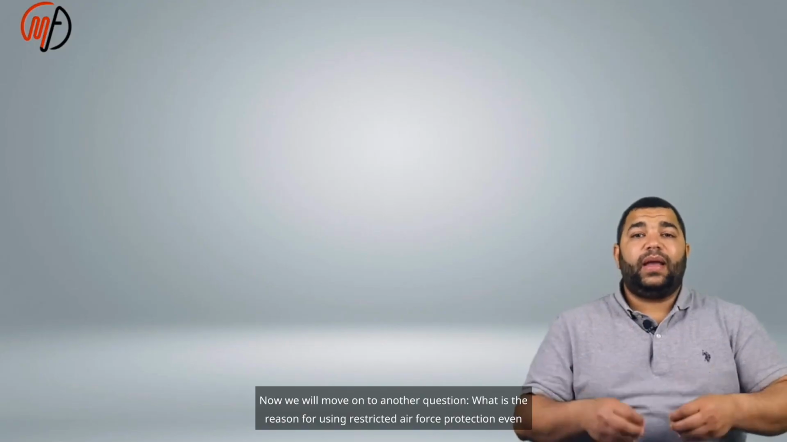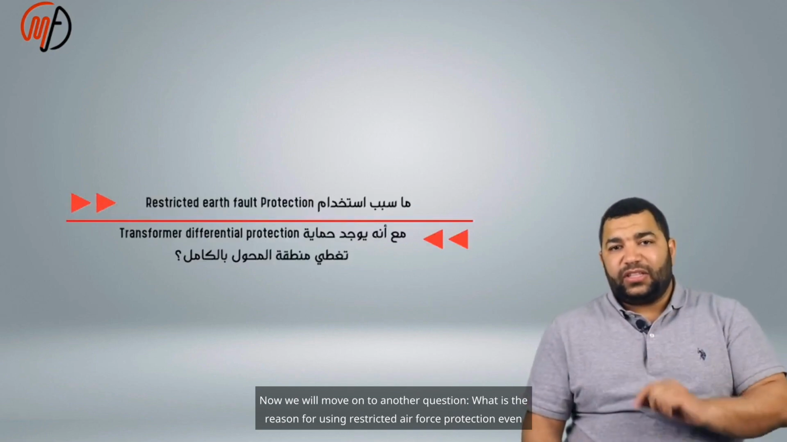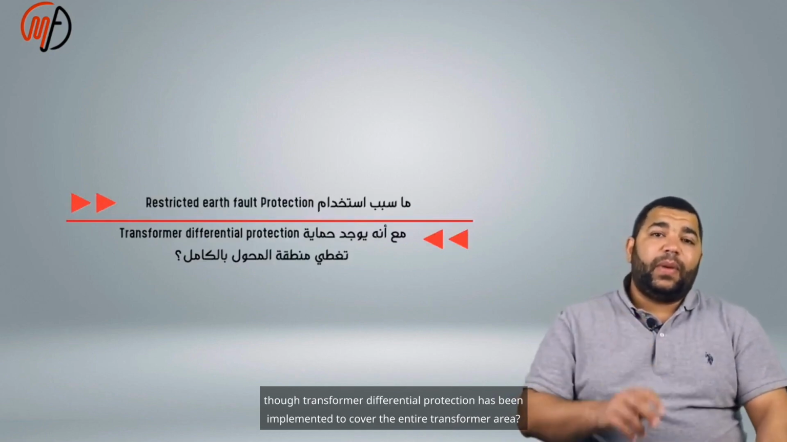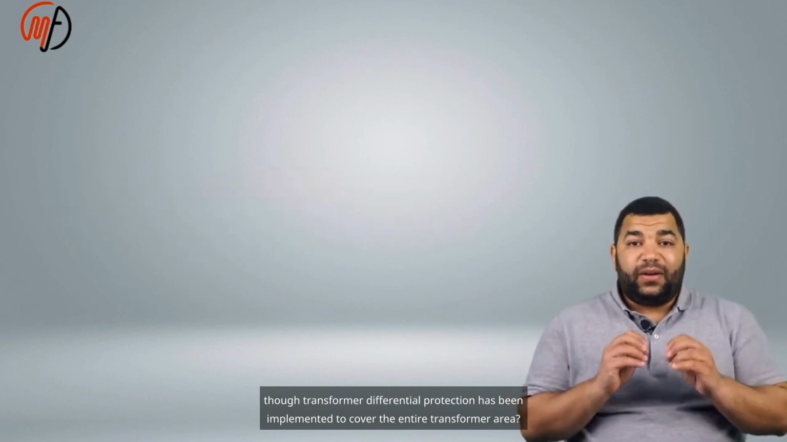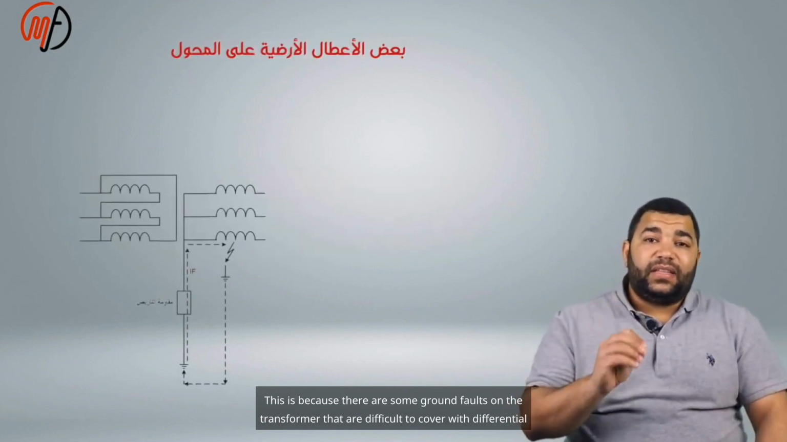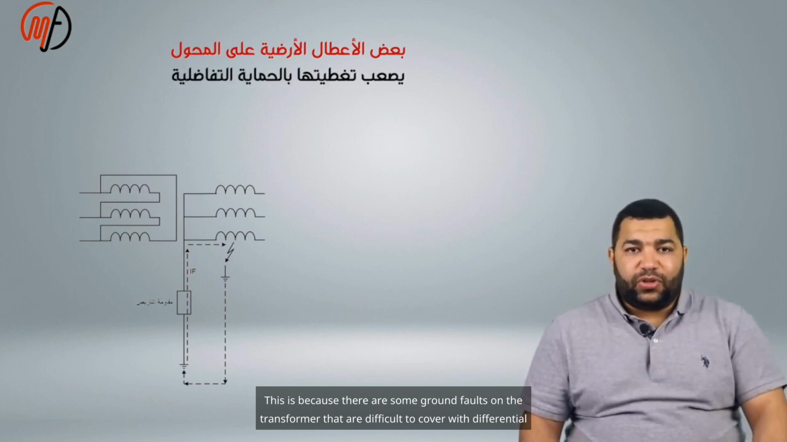Now we will move on to another question. What is the reason for using restricted earth fault protection, even though transformer differential protection has been implemented to cover the entire transformer area? This is because there are some ground faults on the transformer that are difficult to cover with differential protection.